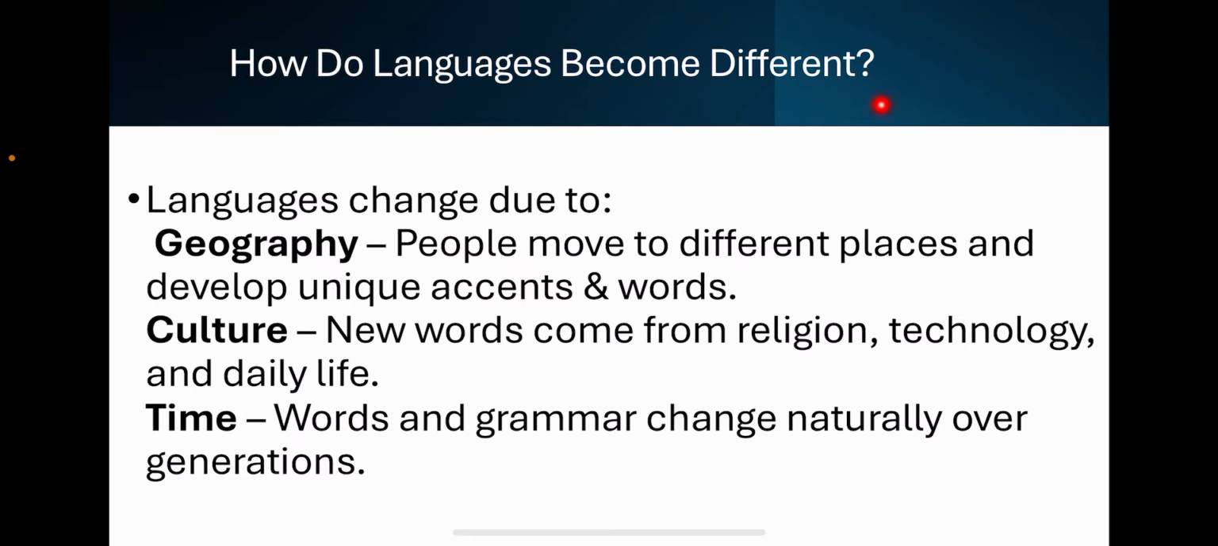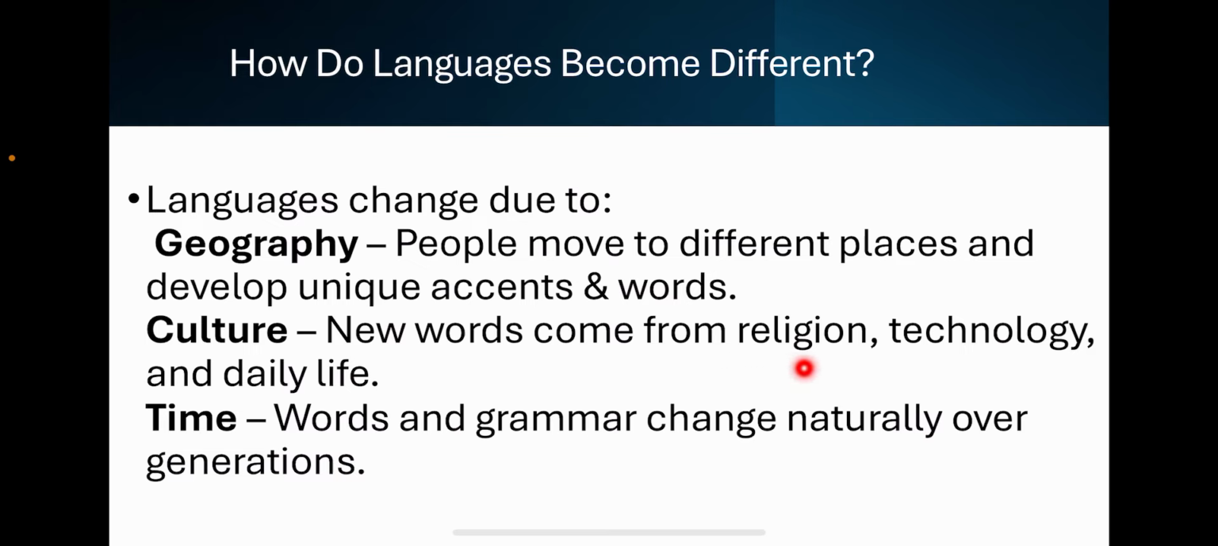How do languages become different? This is also a very valid question. Languages change due to geography, because sometimes we have new regions, right? Like in the recent past, there was the Union of Soviet Socialist Republics, the USSR. And how many countries do we have today? Before 1947, we had just one country, that was India. And today we have India, Pakistan, Bangladesh, and Gilgit Baltistan, Kashmir, and so on. So with the passage of time, geography changes. People move to different places and develop unique accents and words, which is also one of the causes, right?